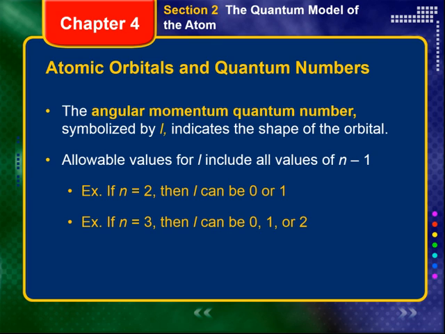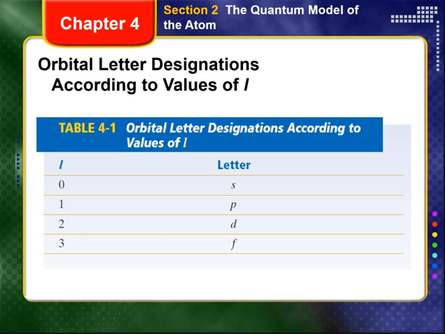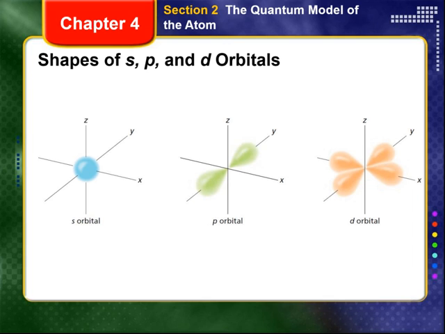For example, orbitals for which n is equal to 2 can have one of 2 shapes, corresponding to L being 0 and L being 1. Depending on its value of L, an orbital is assigned a letter, as shown here in Table 4-1, which is also on page 102 of your text. As shown in Figure 4-13, also on page 102 of your text, s orbitals, corresponding to L being 0, are spherical. P orbitals have dumbbell shapes, d orbitals are more complex, and the f orbital shapes are too complex to discuss in this course.